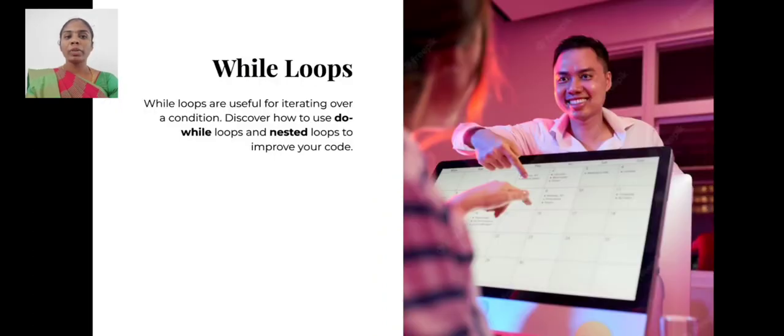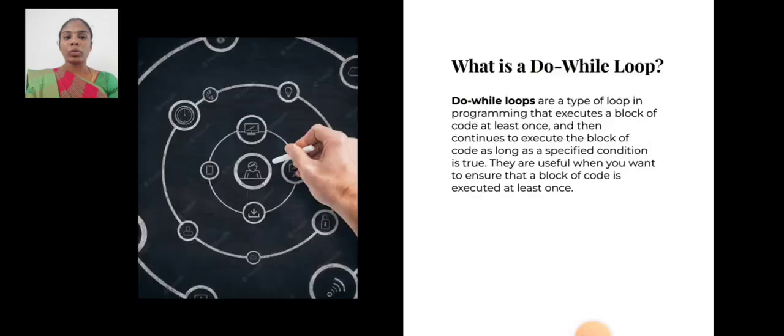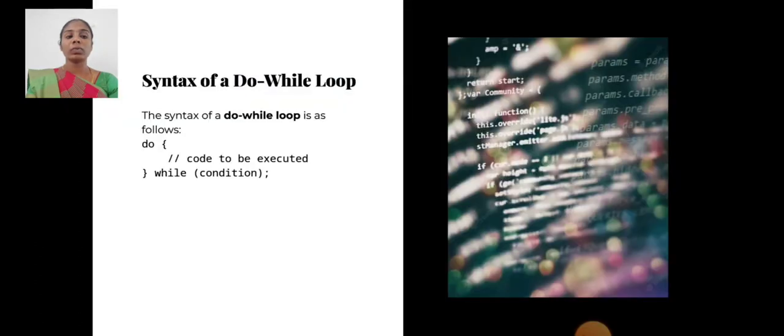While loops. While loops are used for iteration over a condition. Discover how to use while loops and nested loops to improve your code. What is a do while loop? Do while loops are a type of loop in programming that execute a block of code at least once and then continue to execute it as long as the specified condition is true. They are useful when you want to ensure that a block of code is executed at least once.